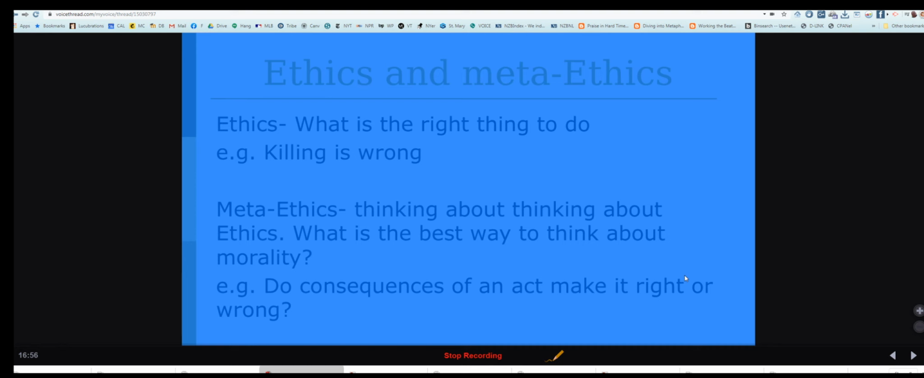So, for example, is it the consequences of an act that make it right or wrong, or is it the intention of the act, what you were intending to do? That is going to be a meta-ethical question that we'll take up in relationship to the 4 ethical theories that we'll talk about.